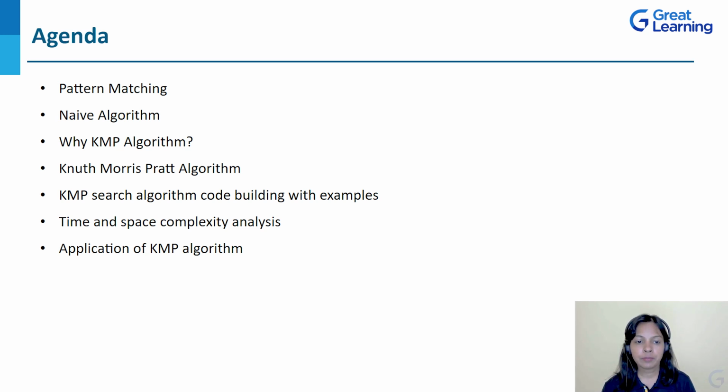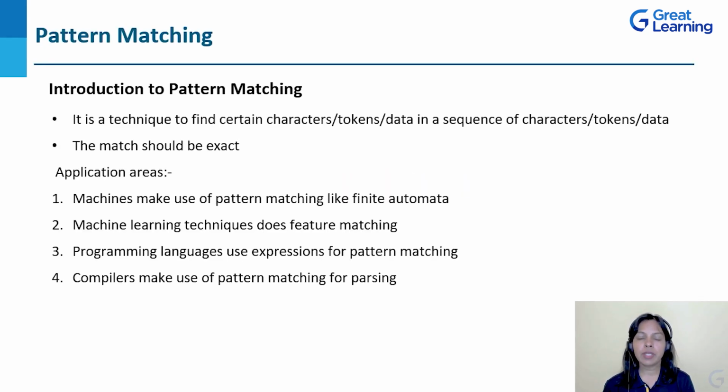So let's get started. Now, what is pattern matching? As the KMP algorithm is one of the algorithms that helps in matching a pattern, it is important to understand what pattern matching is. Given a set of characters, tokens, or any data, if we have to match or find any pattern in it, any repetitive occurrence of characters, tokens, or data in the given string, then that is called pattern matching. The match should be exact.